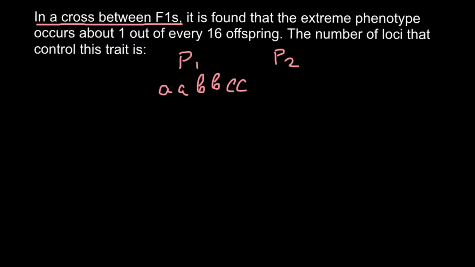And parent 2 genotype can be another extreme, for example, capital A, capital B, and capital C. In such problems, we have an additive trait. What does it mean? For example, that this genotype would produce very small plants and this genotype would produce very tall plants. I can use just any fictional numbers.